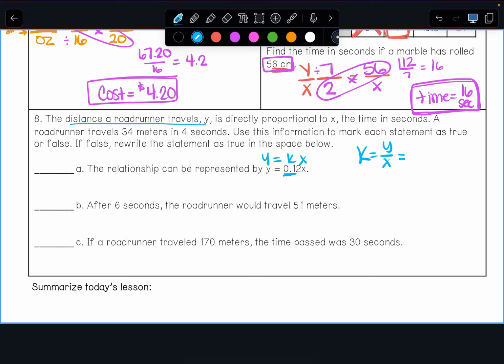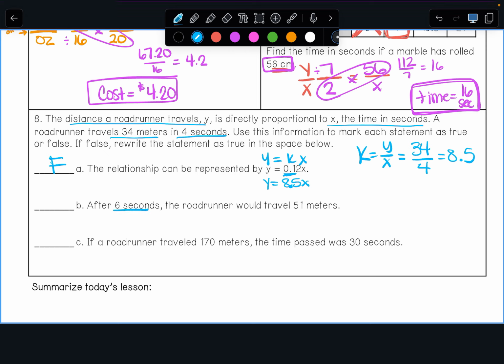Distance is your y value. X is your time in seconds. Distance is 34. Put that at the top of the fraction, over 4 seconds. And we get 8.5. So we can say that this first statement is false because the equation should be 8.5x. So they may have gotten 0.12 by dividing it backwards, or dividing 4 into 34 instead.